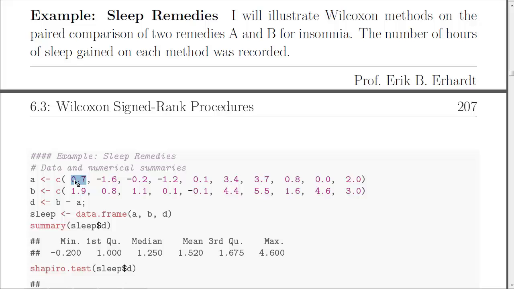So for this first person, sleep remedy A gave them 0.7 hours additional sleep, and under sleep remedy B they had almost 2 extra hours. And the paired difference here of B minus A will be how much additional sleep you get under sleep remedy B than sleep remedy A, a comparison of the sleep remedies.